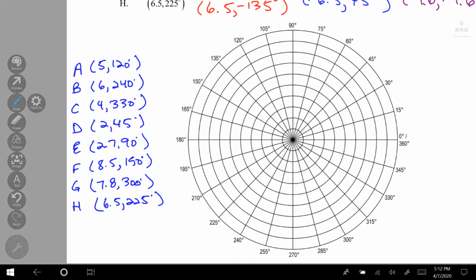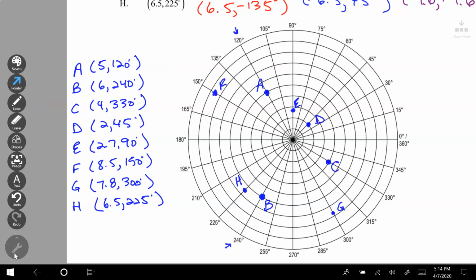Okay, now we're going to plot all these points. It's more practicing using the polar grid to plot points. So my first one is going to be 5, 120. I'm going to find the 120 degree angle, and I'm going to go out 1, 2, 3, 4, 5, and that is point A. Point B is 6 and 240, so I find the 240 degree angle, which is right here. And I go out 1, 2, 3, 4, 5, 6. That is point B. I'm going to pause the video and then do the rest of the points.